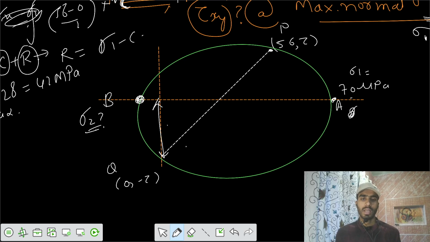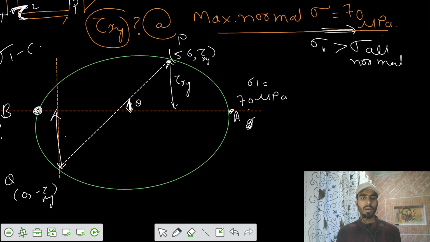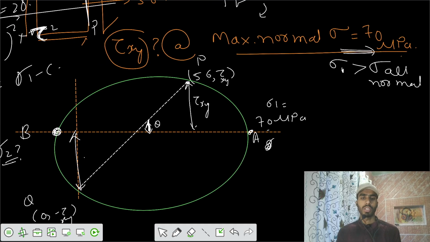This is tau xy, and this is also tau xy. This is also tau xy. So if I am able to get this theta, I can say what's the value of shear stress tau xy. Can I get this? How can we get the location of that theta?